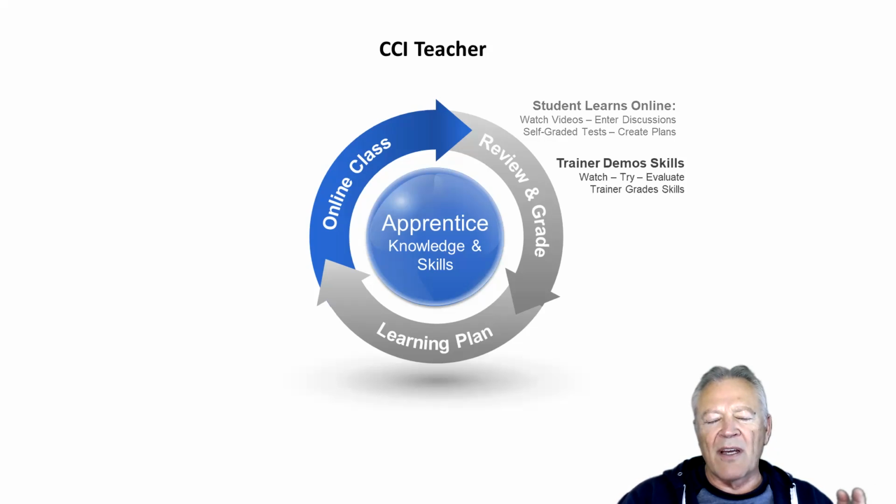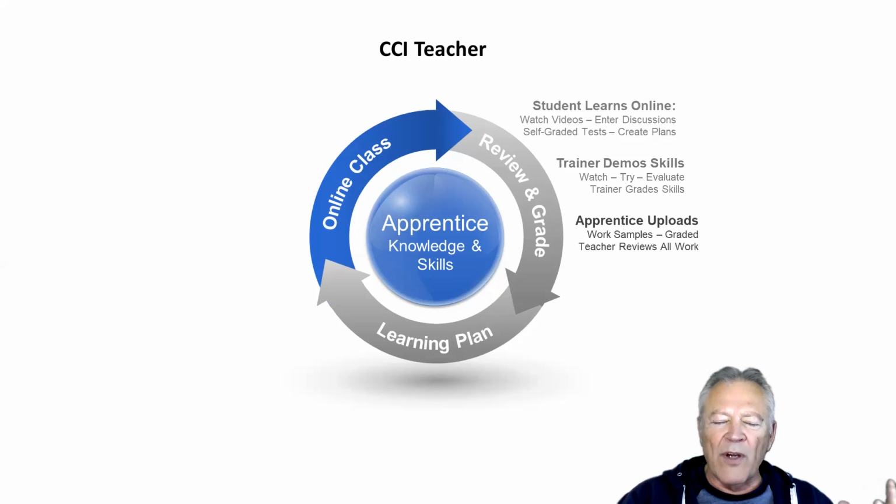The next step is the trainer in the shop or in the business demonstrates each of the skills that the apprentice needs to learn. The apprentice watches, they try it themselves, and then the trainer evaluates that work and gives them a grade on it after they've done it a few times. Then at that point, the apprentice uploads evidence of all of those things that they just did. So those work samples get uploaded simply with a cell phone, taking pictures of themselves doing these skills, each of the steps, and samples of the final product as well.